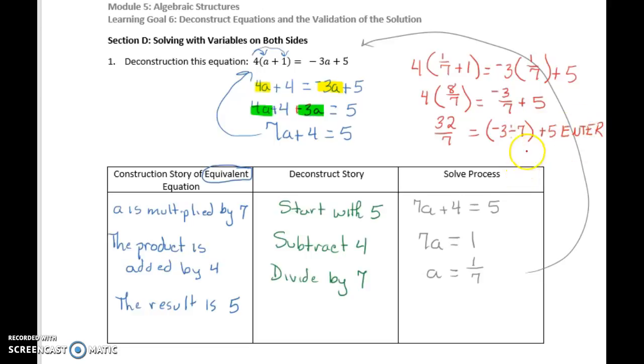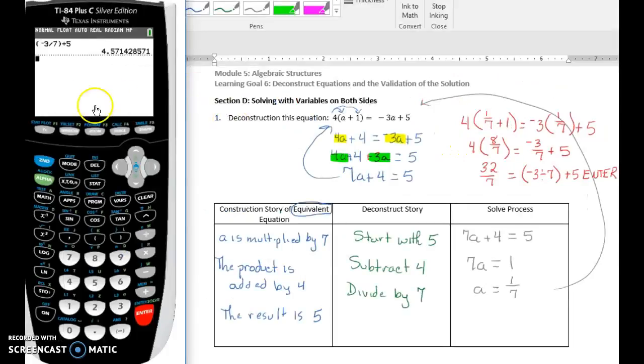And you're going to come up with a decimal. But we're going to try and find out if that's the same thing as 32/7. So when we plug in -3/7 plus 5, and we end up with this decimal, 4.57, we want to see if it's the same thing as 32/7. So you could either take 32 and divide it by 7, and we check to see that this is in fact the same thing. So we have verified that this is a correct solution for this particular thing, so we know the value of A is equal to 1/7.